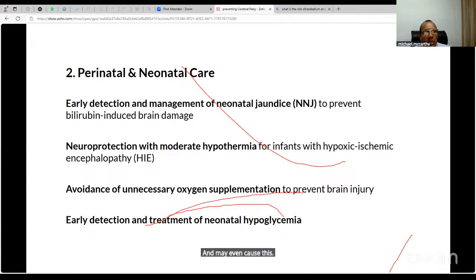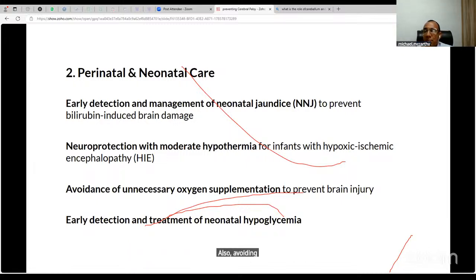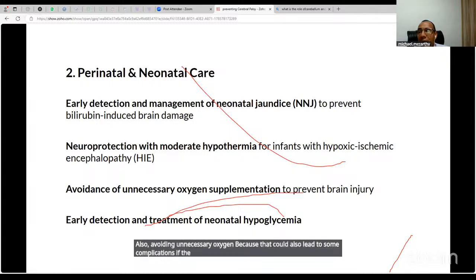Neuroprotection, also important. And there's a description of moderate hypothermia for infants who suffer HIE. I'll leave that for Dr. Hammond to discuss. Also, avoiding unnecessary oxygen, because that could also lead to some complications if the oxygen therapy is too high or too prolonged.